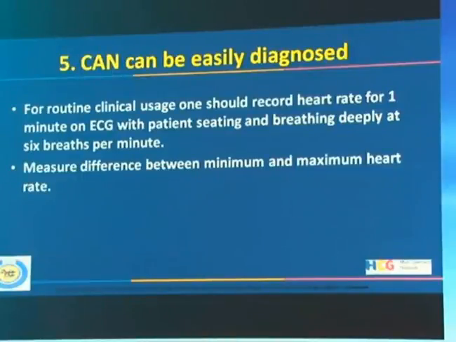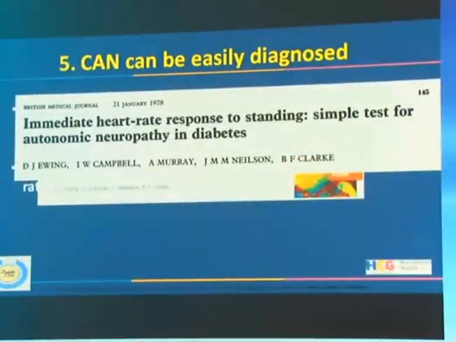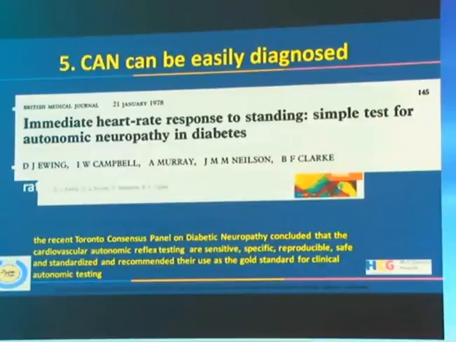For routine clinical use, one should record heart rate for 1 minute on ECG with the patient sitting and breathing deeply at 6 breaths per minute. Measure the difference between minimum and maximum heart rate. That can be done even with an ECG graph. You don't need high-tech machines. This was first told in 1978 by Ewing, so after 47 years, it holds true. Lots of papers have come out after that. And recently, the Toronto Consensus Panel on Diabetic Neuropathy concluded that yes, bedside monitoring of CAN is the most sensitive, specific, reproducible and standardized test.